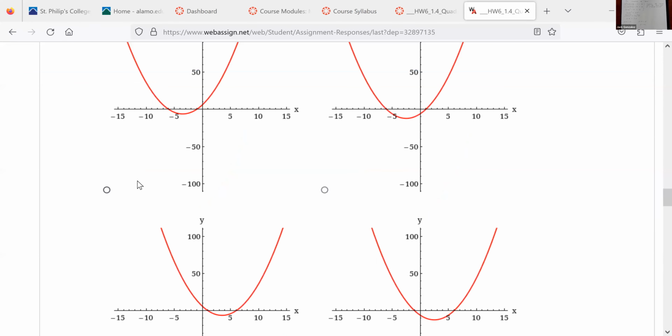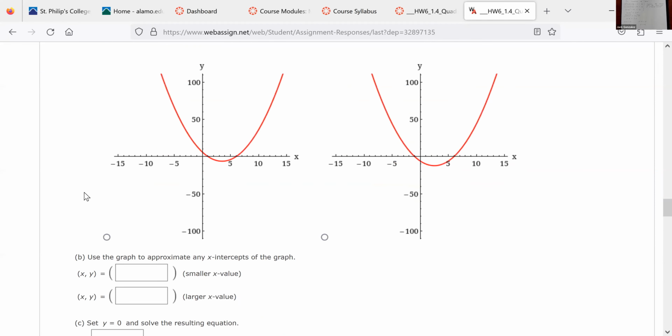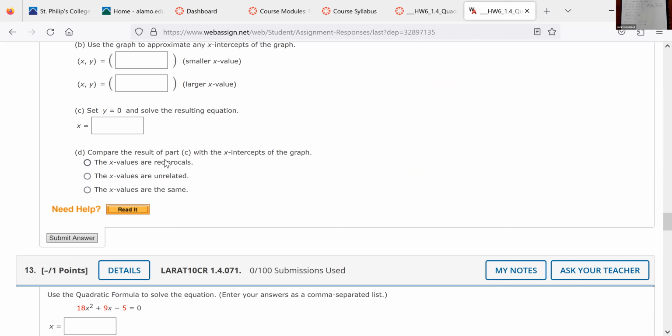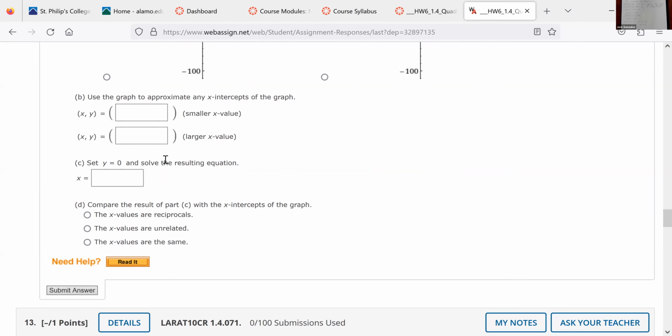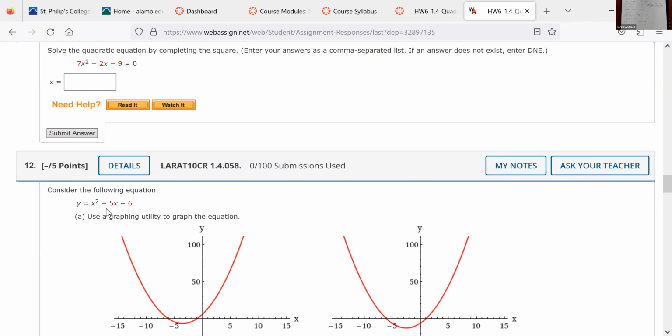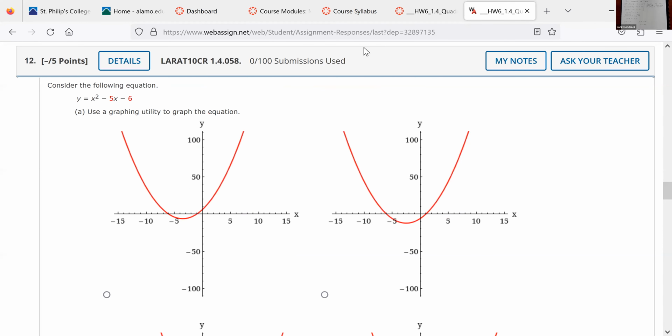But you can also use a graphic utility, right? Desmos or a calculator. It doesn't matter. Do you have any questions on finding x-intercepts on number 12 and y-intercepts? Do you remember how?